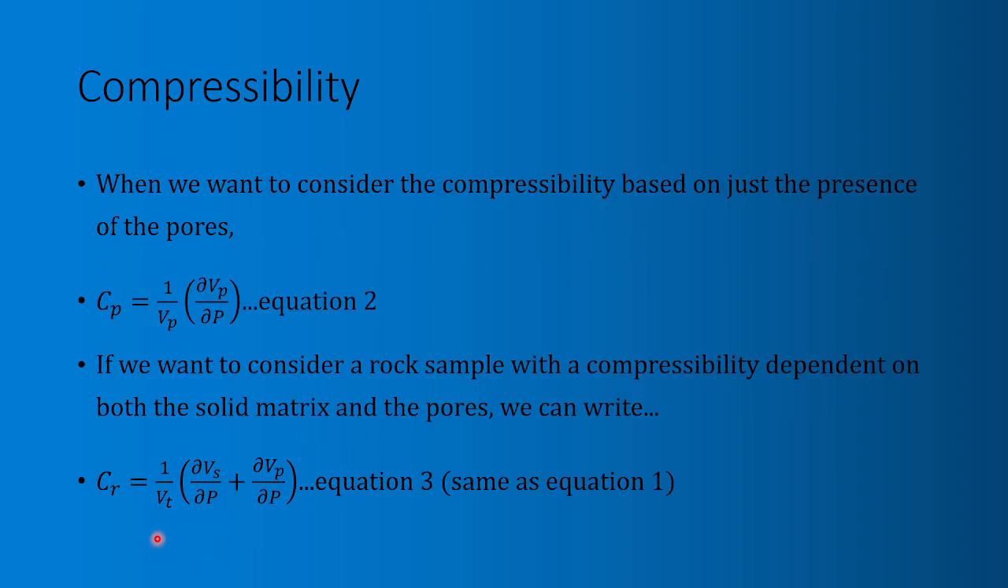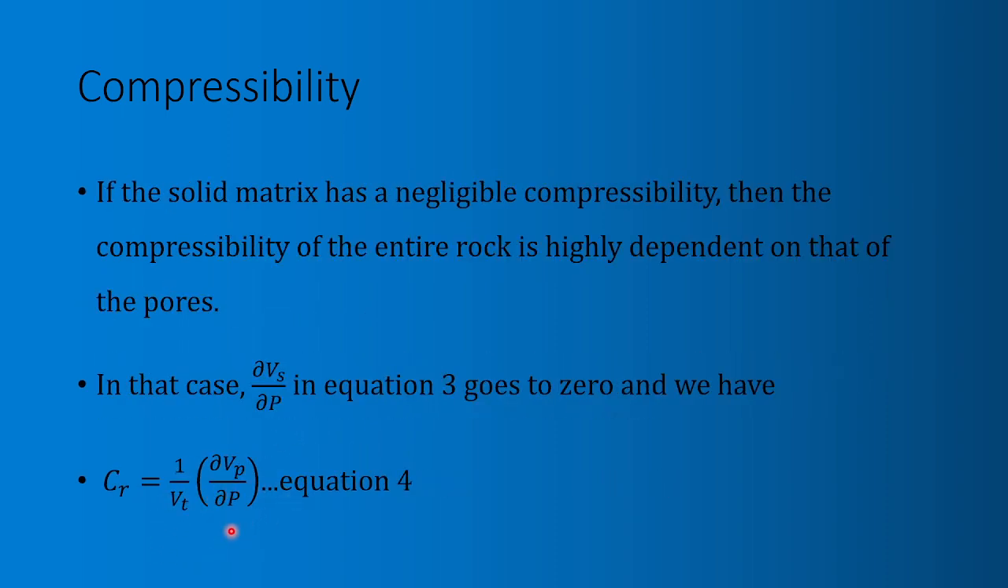So our equation 3 can now be simplified to equation 4, where we have the compressibility of the rock sample in a reservoir to be dependent on just the change in the volume of the pores with respect to the change in pressure. And this is because, as I said, it's possible that the particular material the rock is made of is not so compressible, or the compressibility of that solid matrix is very, very small compared to that of the pores. So in that case, it can be neglected, and we have the compressibility of the rock to be this.